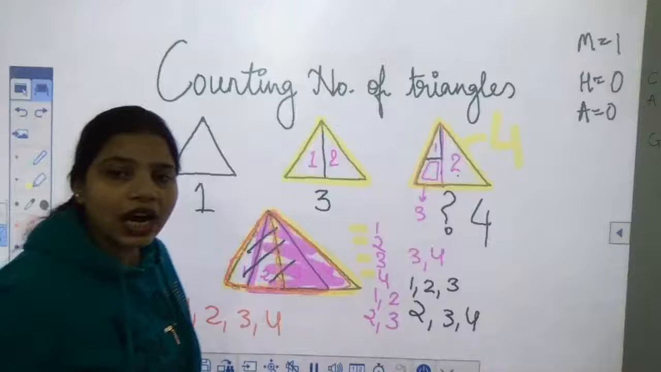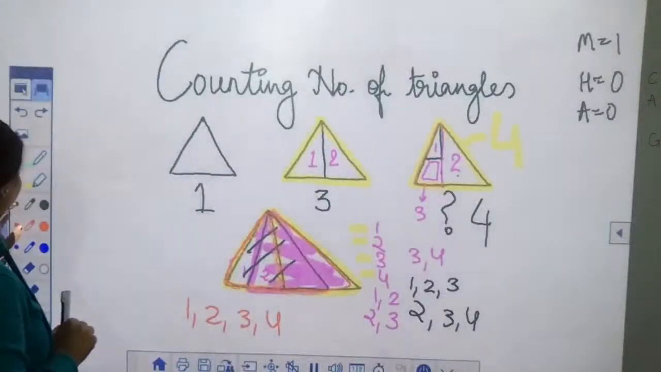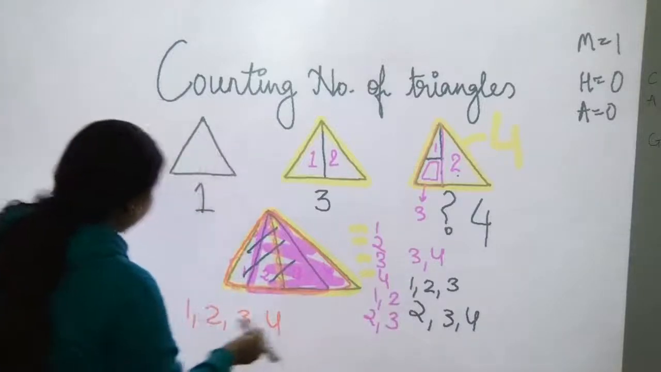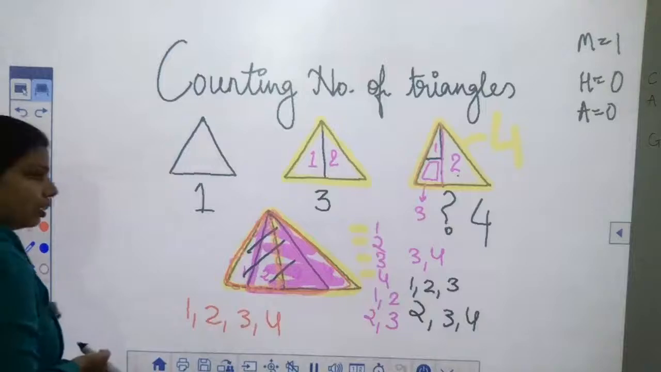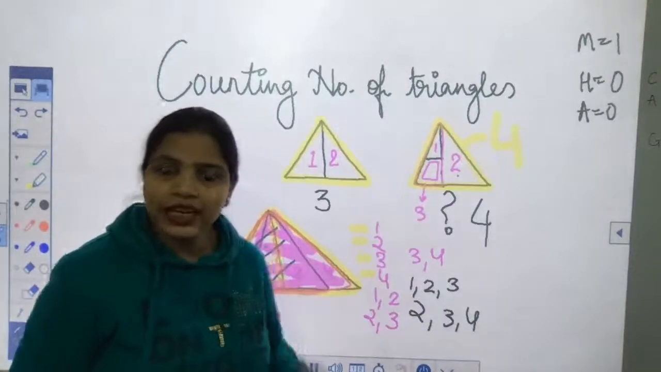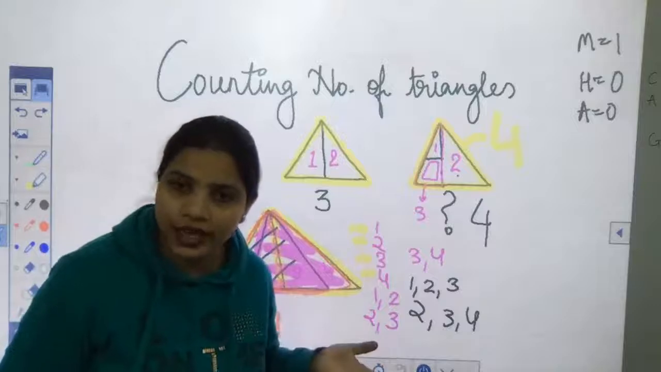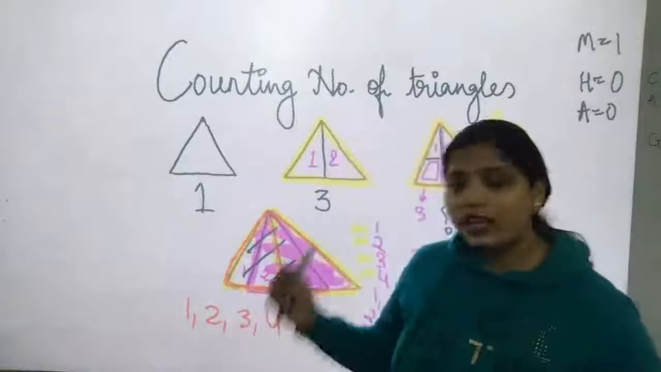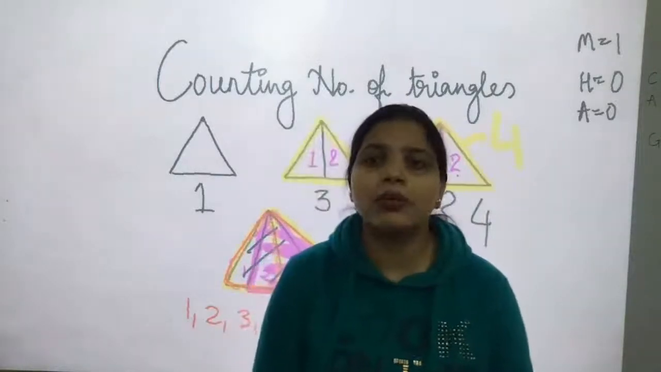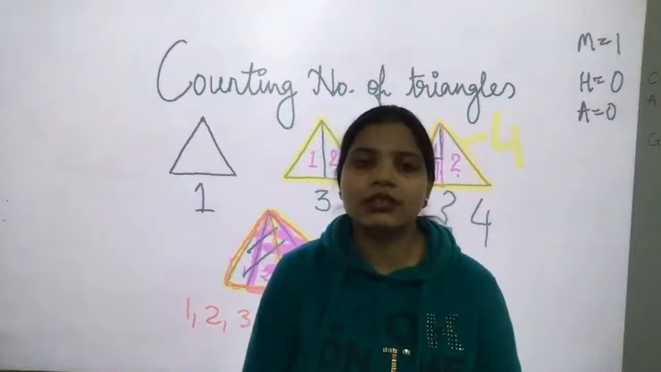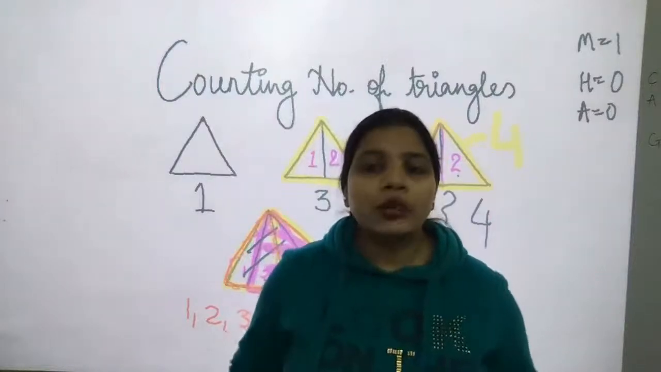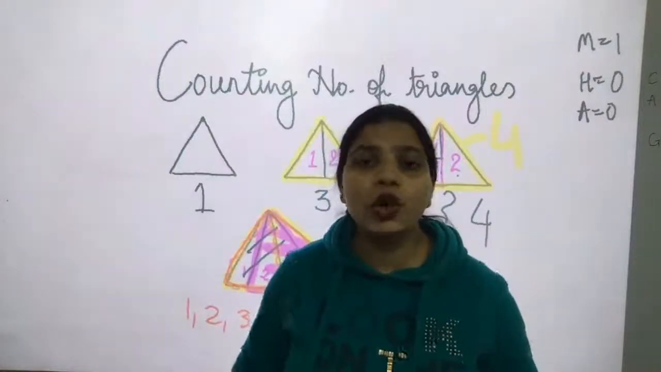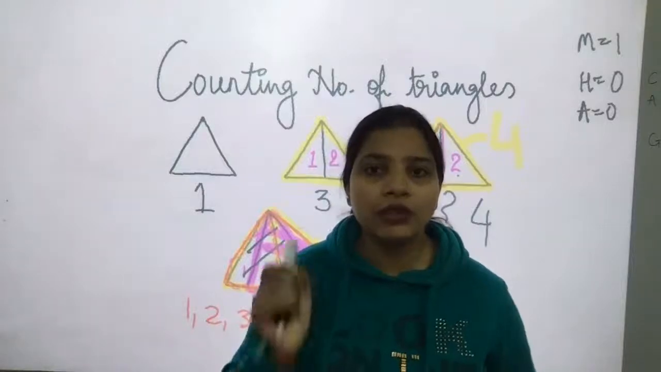Now let's count how many triangles are in this triangle. 1 2 3 4 5 6 7 8 9 and 10. That means none of you have answered it correctly. It contains not 9, not 5, not 8, but 10 triangles. But how? If you have these types of questions in your exam, how will you quickly solve them? I'm going to give you a very easy method to solve these types of triangle questions. You need not count them at all. You just have to apply a trick.